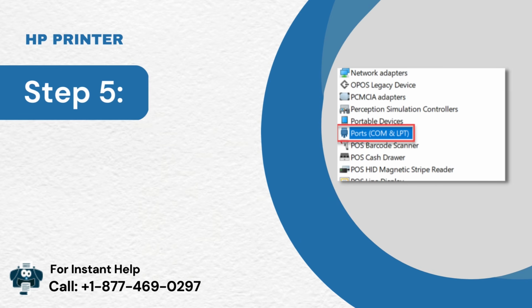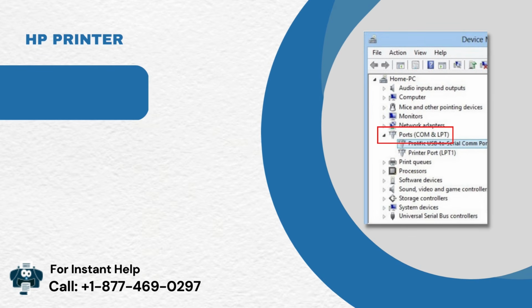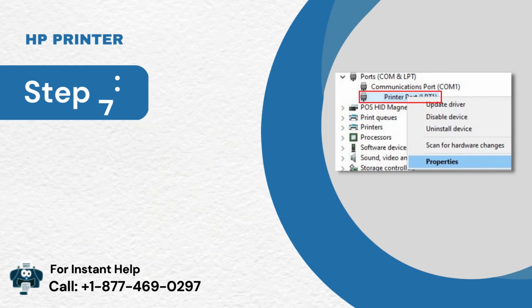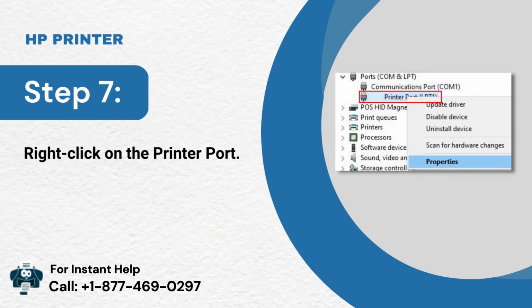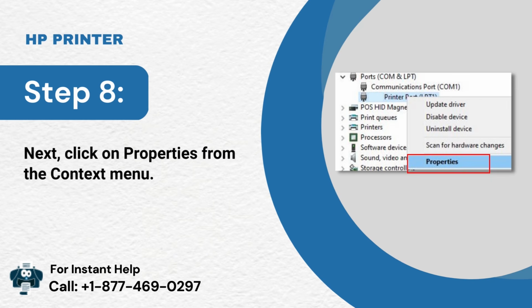Step 5. You can open the devices under Ports, COM and LPT. Step 6. Double-click on the Ports option. Step 7. Right-click on the printer port. Step 8. Next, click on Properties from the context menu.